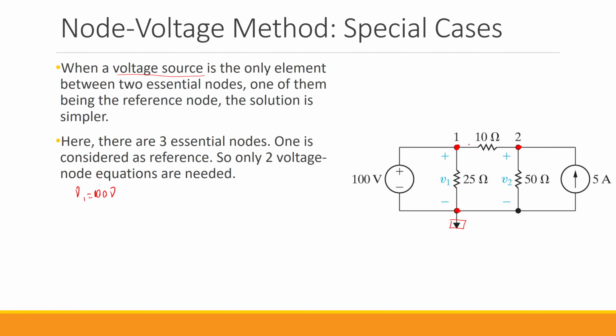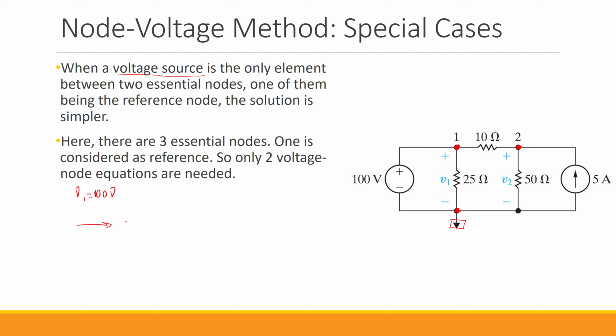Again, here we have three essential nodes, which means that we need to solve two linear equations to find the voltages for the two node voltage variables, but one of them is already determined, right? Because we have this 100 volt independent voltage source connected between node 1 and the reference or the ground. So because of that, we only need to write one linear equation, and that is going to be for node 2.